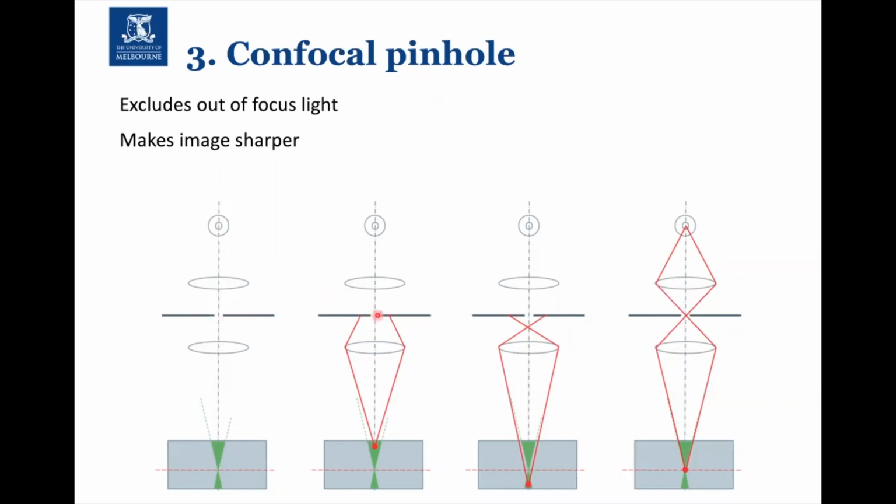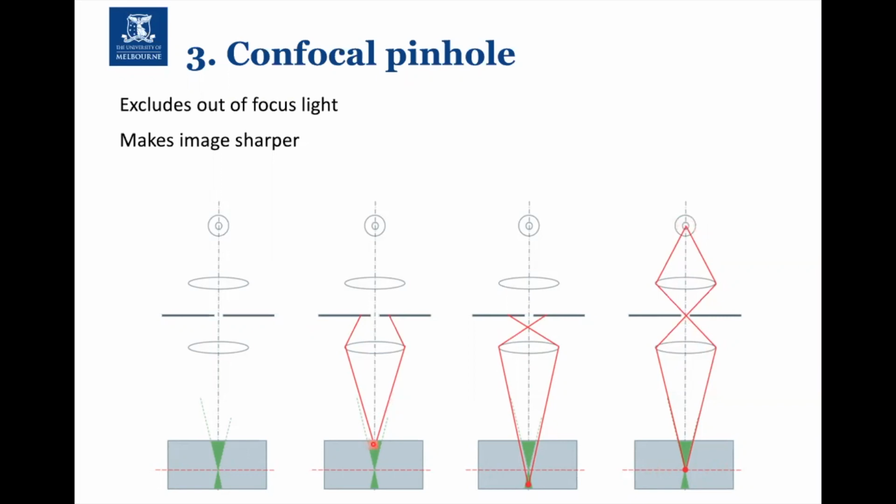If anyone's into photography, it works very similar to the iris on a camera. You can control the depth of field, basically. And what we want to do is set that pinhole to a position where only light from our current focal plane of interest can actually get through to the detector. So the light emanating from this dotted line here crosses through the pinhole and gets to our detector.